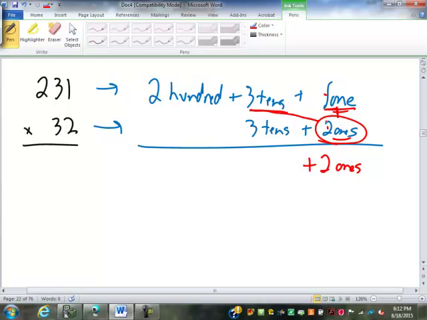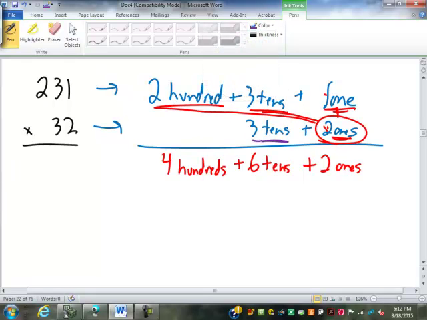Then move on to the 3 tens. 2 times 3 is 6. 1s times 10s is just 10s. Going on to the 200s. 2 times 2, 4. 1s times hundreds is hundreds. Now we're done with the 2 ones. We're going to move on to the 3 tens.